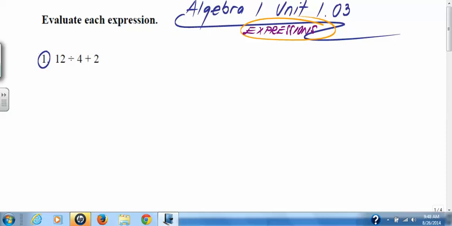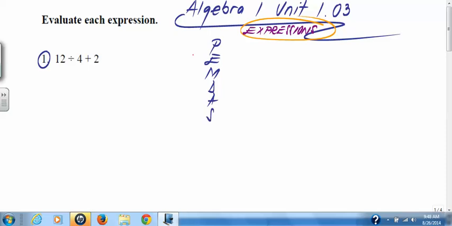What do you guys remember? If you have to evaluate an expression, you need to remember the order of operations, right? And you're going to write somewhere on your paper, PEMDAS. And you check one step at a time.